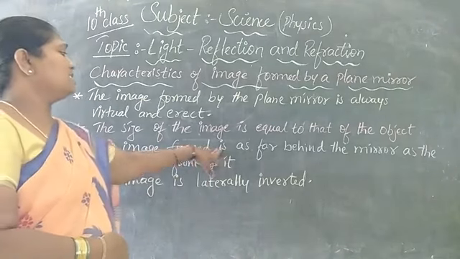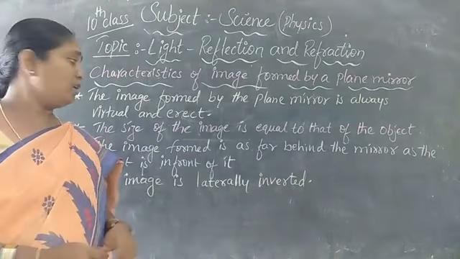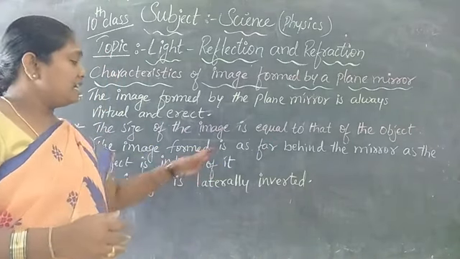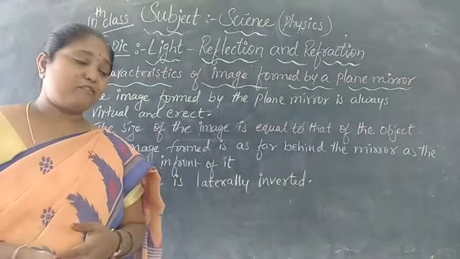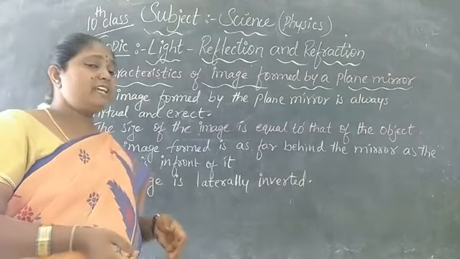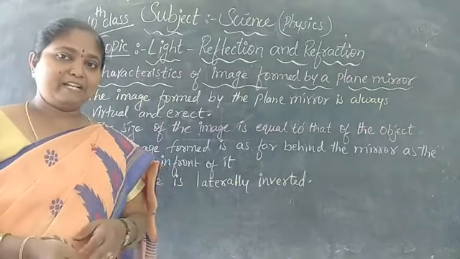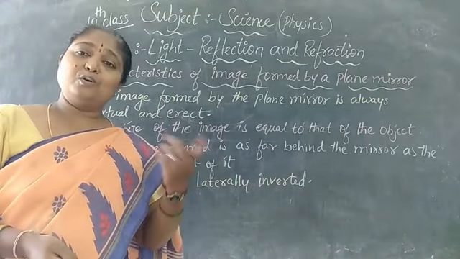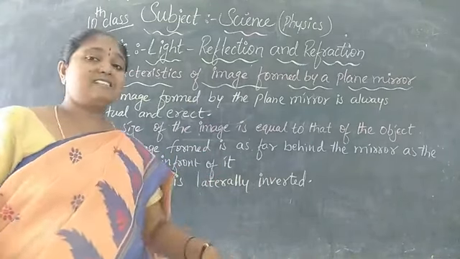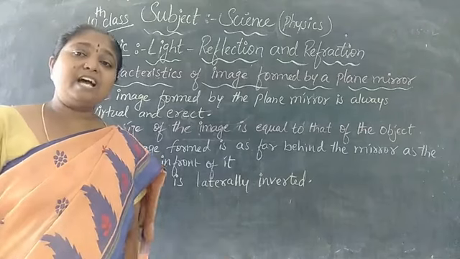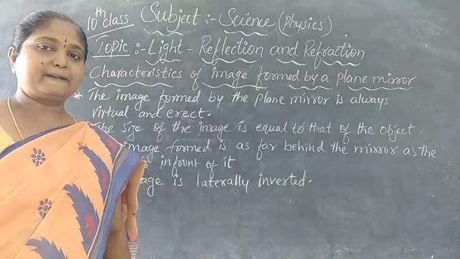The image formed is as far behind the mirror as the object is in front of it. Next, the image is laterally inverted. If you show your right hand, it seems to be the left hand. If you write the letter P, it will show us a reversed P. A will also always be like that. So, the image is laterally inverted. These are the characteristics of the image formed by a plane mirror.